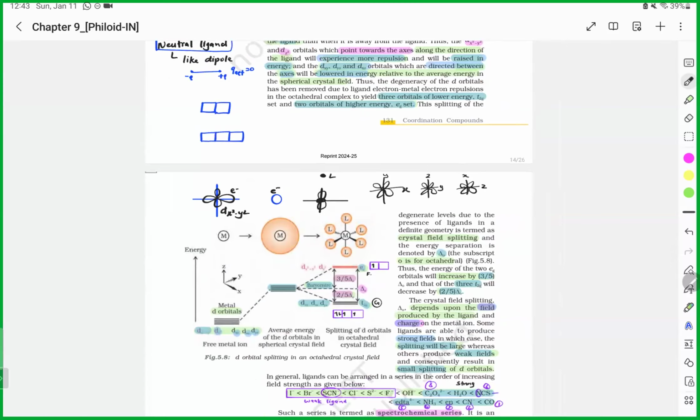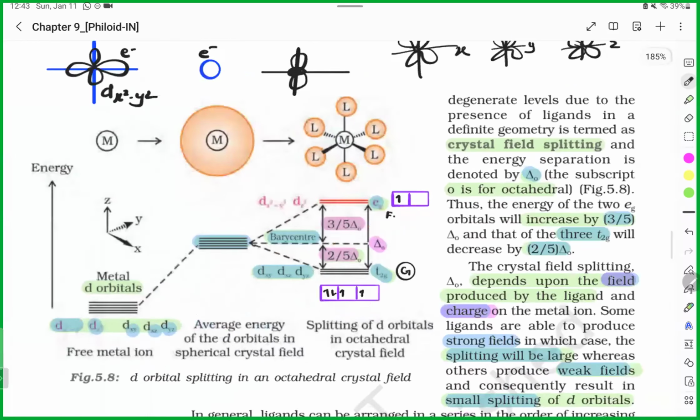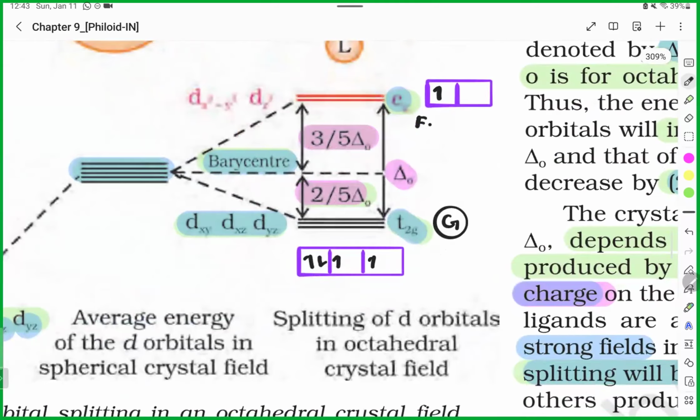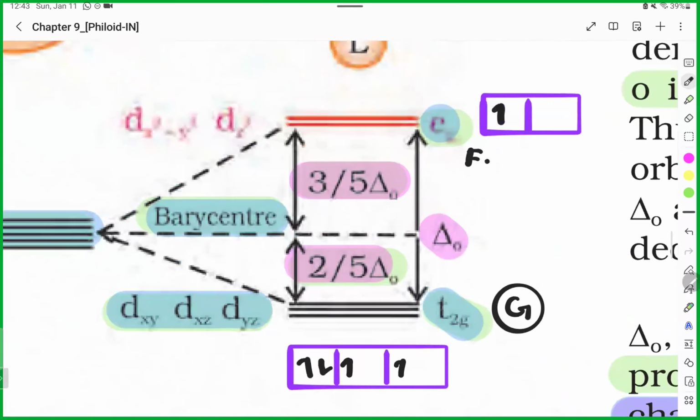Basically, because the d orbital is not exactly an outermost orbital, the effect of the ligand is a little less compared to the outermost orbitals. Is that what is happening? First you have the lower t2g, and you are filling electrons. The same thing is written here also. See how things happen, how pairing will start.